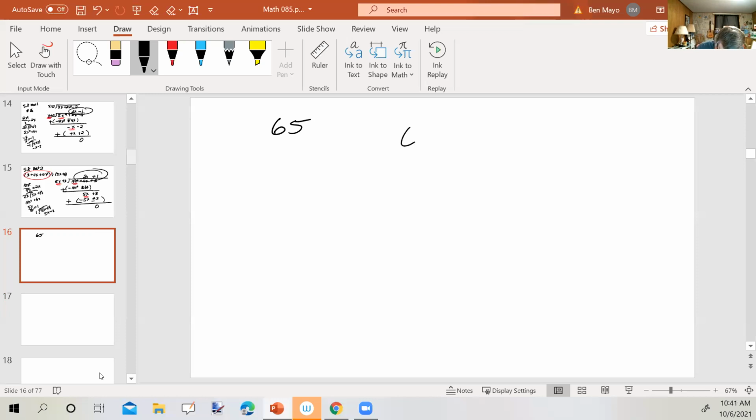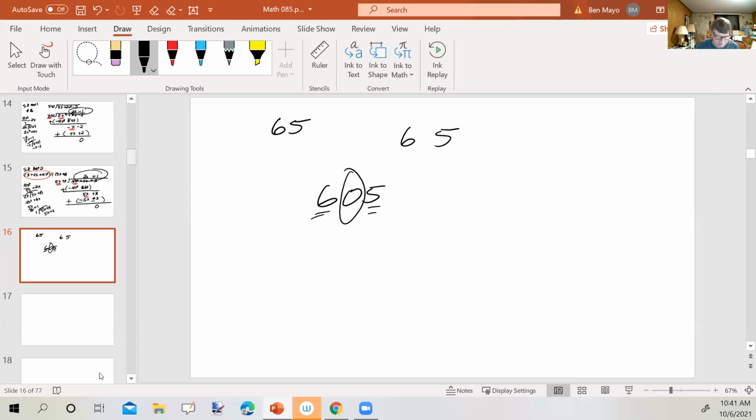Well, how about if I wrote it like this? 605. Would that be okay? No, that looks like 6 and then 5. What's going on there? 600, 0 tens, 5 ones. Now, when I say 605, I don't say that there's 0 tens, but I haven't listed anything in the tens column. So we put a 0 there as a placeholder for the tens column so that we know that the 6 is in the hundreds column and the 5 is in the ones column.